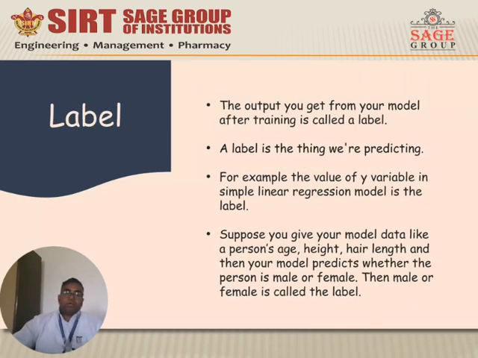Now move on to the next term, the label, which is the output you get from your model after training. So the label is the thing we are predicting. For example, the value of y in linear regression that I already told you in the previous slide. So x is the input data, called features, and y is the output variable, which is called the label. Suppose we give the model data like a person's age, height, and hair length, and the model predicts whether the person is male or female. So male or female is the label for that particular data.